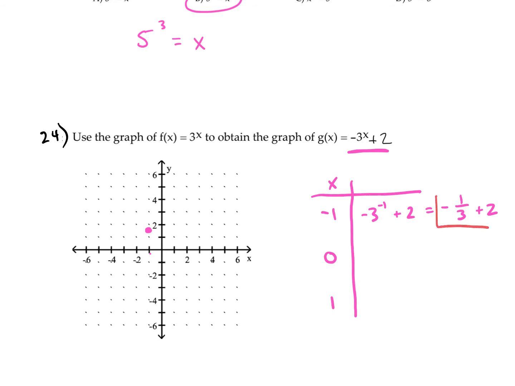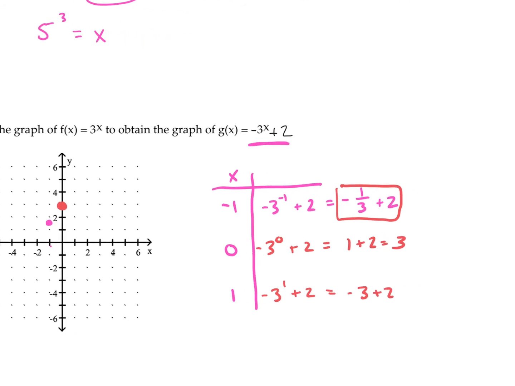And you guys also have a calculator for the midterm, so you could always put that in your calculator. Next, we're plugging in 0, so -3 to the power of 0 plus 2. This would be 1 plus 2, which is 3. And then plug in 1. So -3 to the power of 1 plus 2. So this would be -3 plus 2, which is -1.